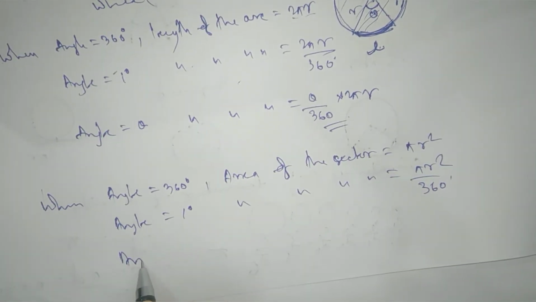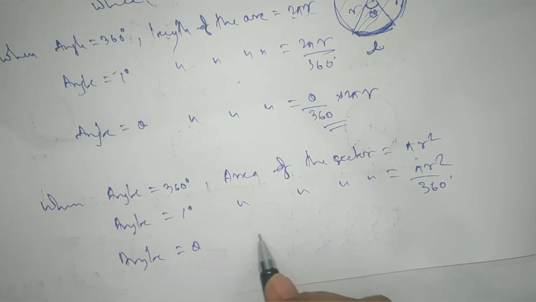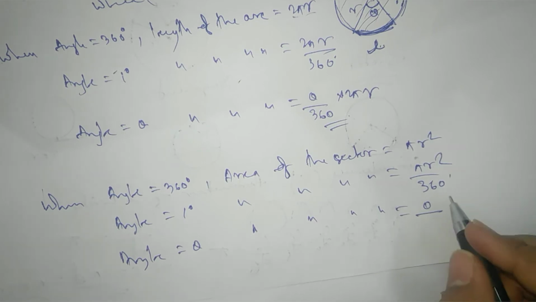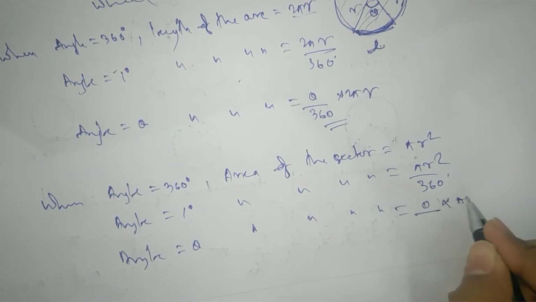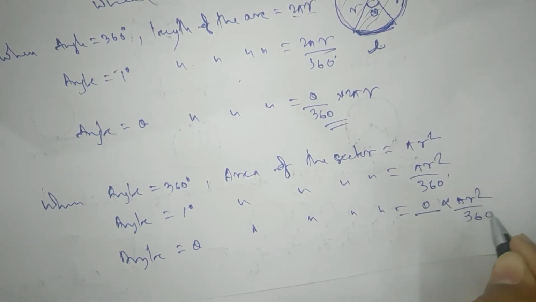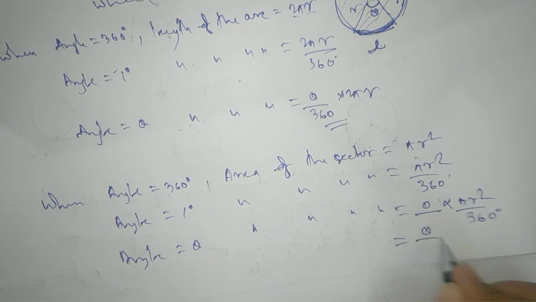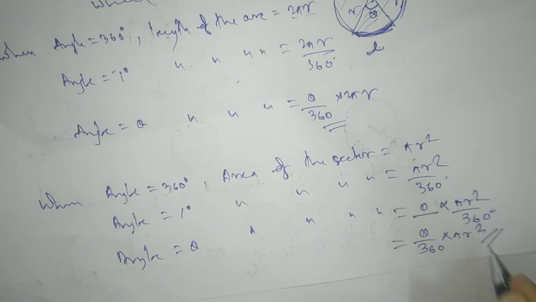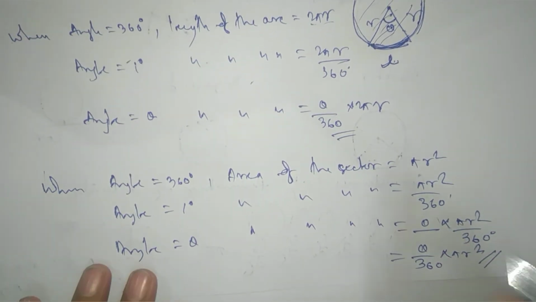And then angle equals theta, that means for any value, area of sector equals theta into pi r squared by 360 degrees. Now next step, what are we going to do? Theta by 360 degrees into pi r squared. This is the formula, derivation.